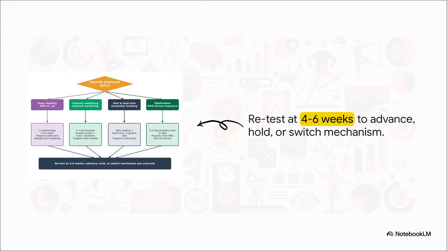So when you're working through those deficit-matched tracks like gaze stability, sensory weighting, locomotor training, or habituation, the real magic happens at the 4 to 6 week mark. That objective retest is the exact mechanism driving your next move. It completely removes the guesswork, telling you exactly when to advance the program, when to hold steady, or when it's time to switch the mechanism entirely because the outcomes are showing a clear plateau.